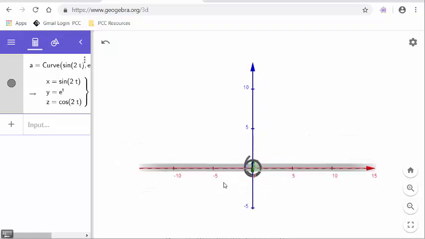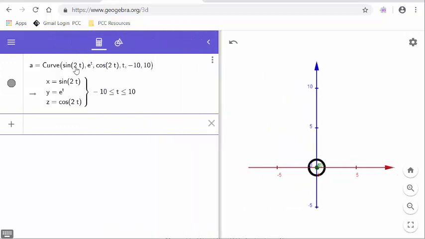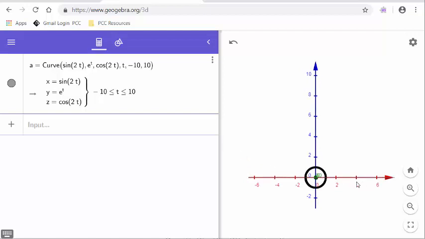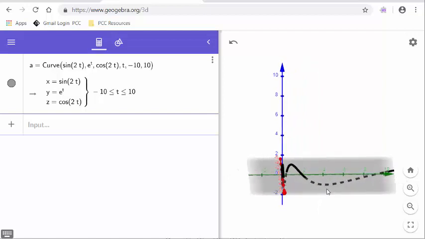So in x and z, we're getting circles. There we go, and that makes sense because our x and our z coordinates are given by sine and cosine, both of 2t. And we get a radius of 1 in both directions here. Now our y coordinate is given by e to the t, so as time goes on, our y value is stretching out more and more.